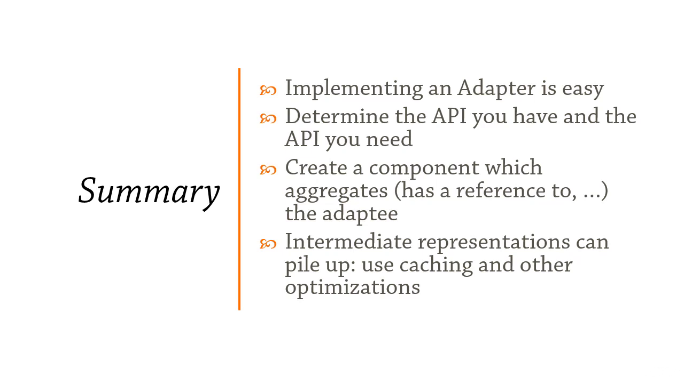So this is where you would use caching and other optimizations to make sure that as you adapt one interface to another, you're not spawning too much data, you're not taking up too much memory, and also you're cleaning up the memory when it's no longer required.